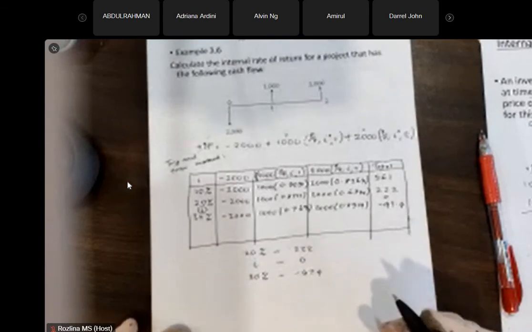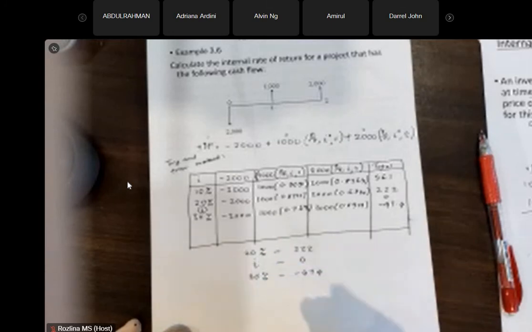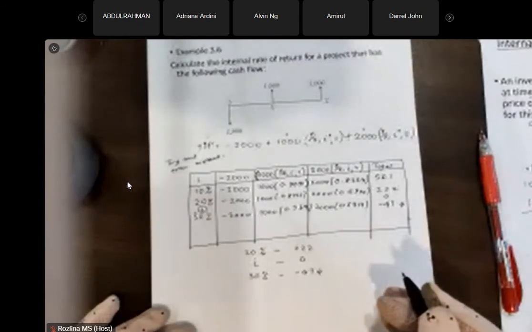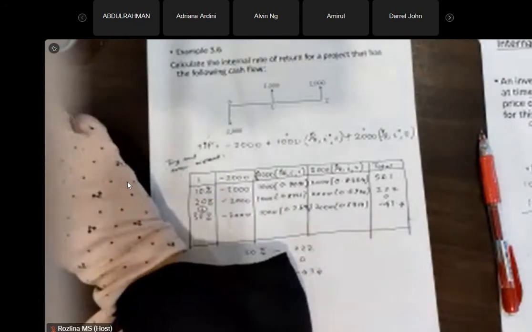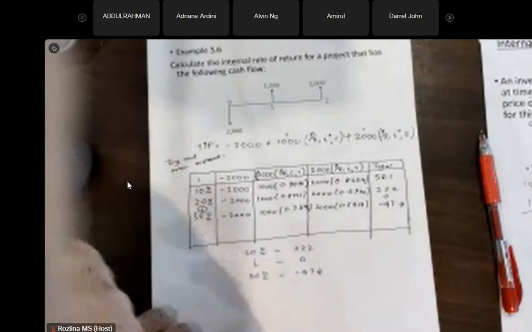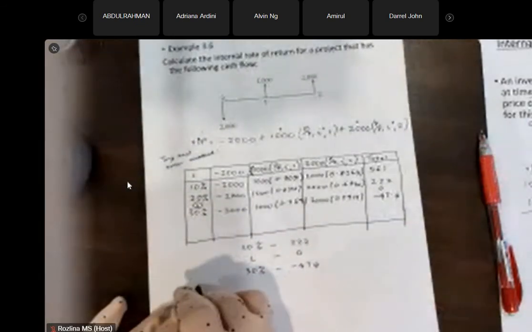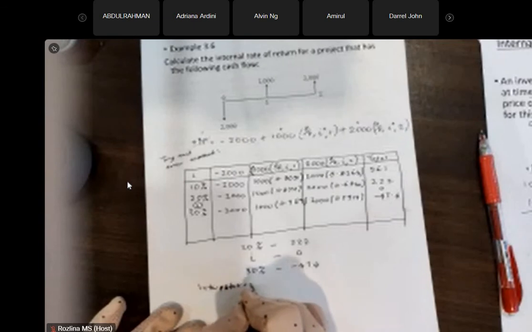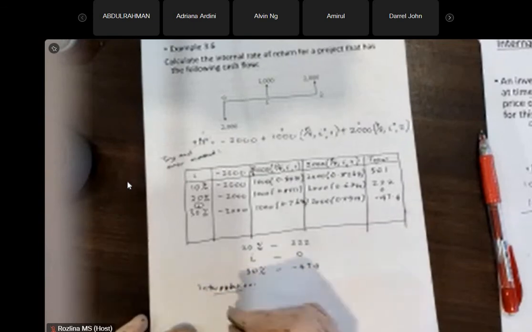Macam mana nak buat? Macam mana? How to get the I here? Okay, tengok chat je. Interpolation. Okay, so you have to do interpolation.